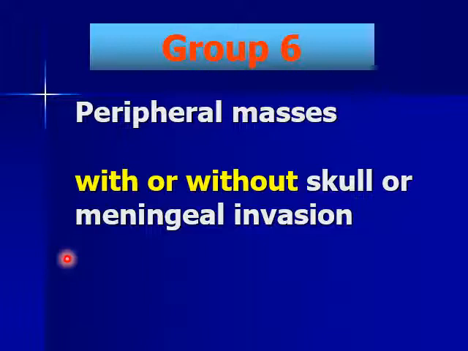Group number 6, some tumors which are peripheral masses with or without skull or meningeal invasions. Okay, we are speaking about lesions mostly originating from the meninges in this group, but of course they will include some lesions of the brain that may infiltrate the overlying meninges or the skull.